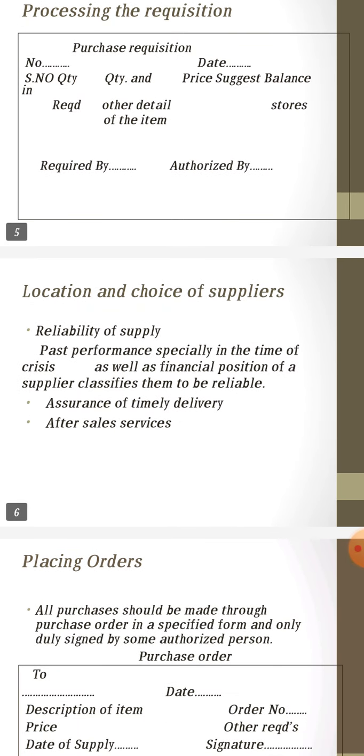Second is location and choice of suppliers, reliability of supply. In that, first is assurance of timely delivery. We should have good suppliers whose supplied material arrives on the date. If the materials are on time, it is easy to start our manufacturing of products. Then next is after sales service. After sales service is nothing but, for the materials or equipment we purchase, the supplier should provide some services after the sale. That is said to be after sales service.